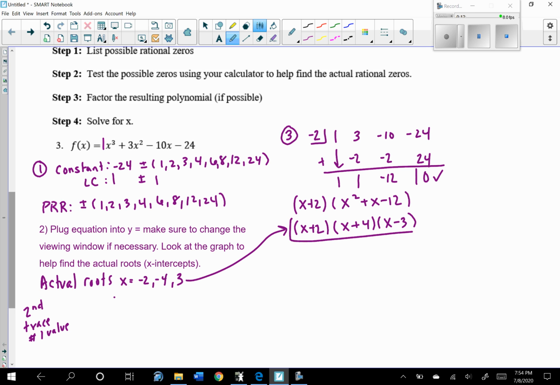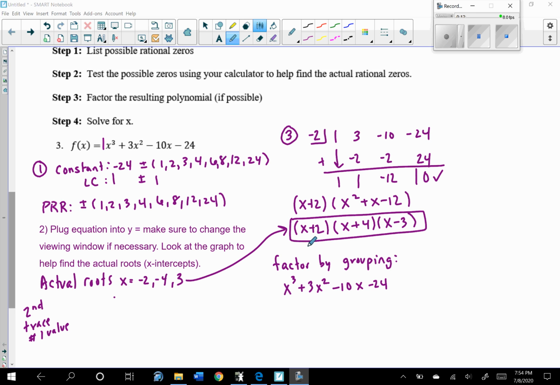And so you might be asking, why didn't we do factor by grouping? Because we learned that if we have four terms, we can do factor by grouping sometimes. So remember, that's when you group the first two terms and the last two terms and take out the GCF. So here, the GCF would be x squared. If I take out x squared, I get x plus 3. Here, if I take out negative 2, I get 5x minus 12. But notice these are not the same, so that means we can't do factor by grouping.